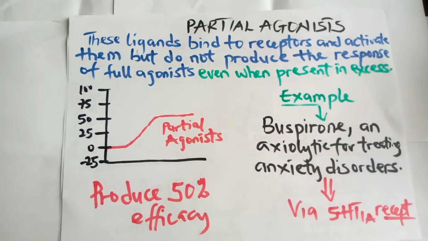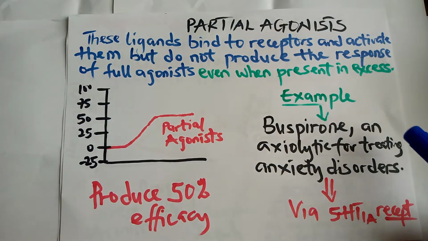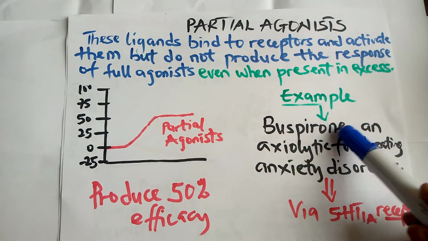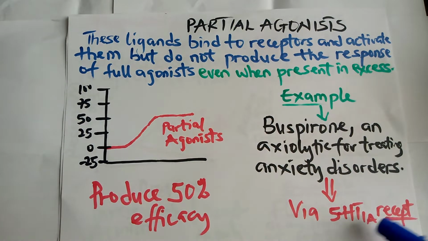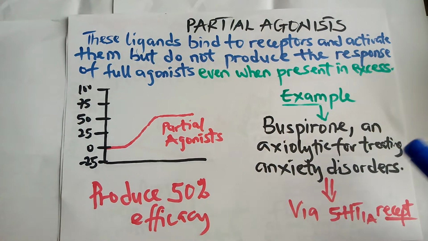And an example of a partial agonist is buspirone. Buspirone is a partial agonist and it acts via 5-HT receptors. It acts via serotonin receptors and it is used for treating anxiety disorders.